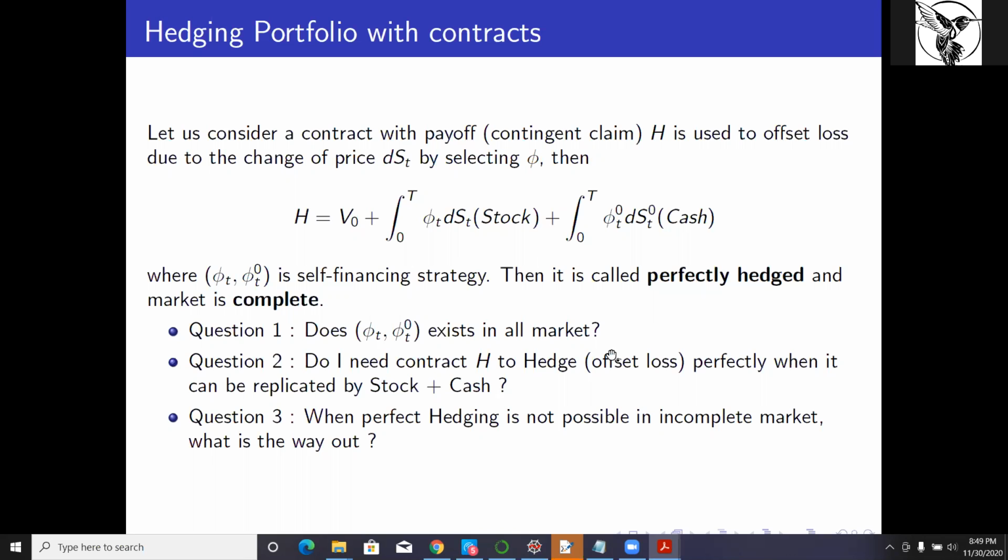The second is, if this holds true, then why do I need a contract? I will create a portfolio with these stocks and it will exactly offset the risk. I don't need any contract like this H. So in a complete market, honestly speaking, the contracts or these contingent claims are basically redundant. It's not required.